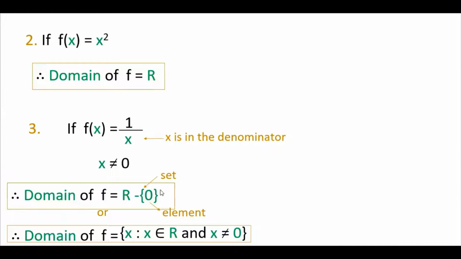So here you have to write this element. 0 is an element in the braces. That means it is a set, because here R is a set. So you have to indicate it like this: R minus {0}. And you can write the same thing in set builder form like this: x such that x belongs to capital R and x is not equal to 0.